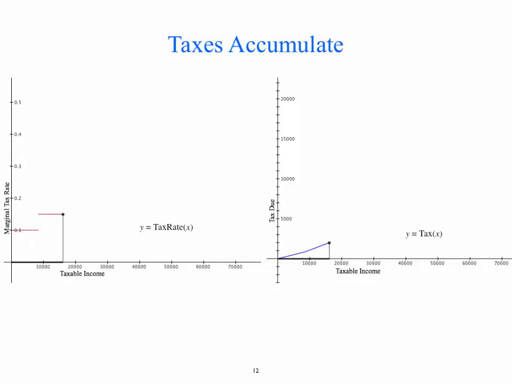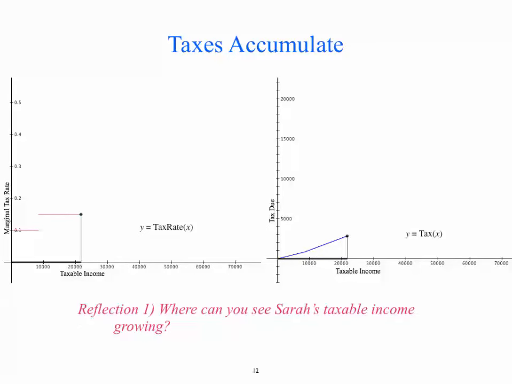Here are two graphs related to what we just talked about. On the left is y equals tax rate, and on the right is y equals tax. So those are the two functions that we've talked about. And so here are the graphs emerging as your taxable income grows. Okay, we're going to do about 30 seconds on each question. Ready? Here's question number 1. Go. Where can you see Sarah's taxable income growing? Just 20 to 30 seconds on each question. Go.